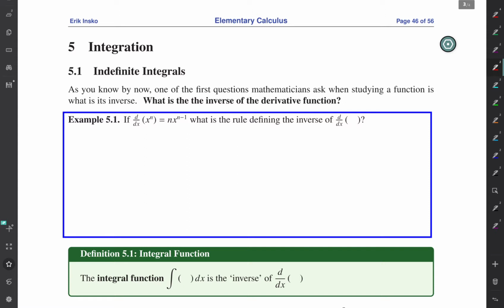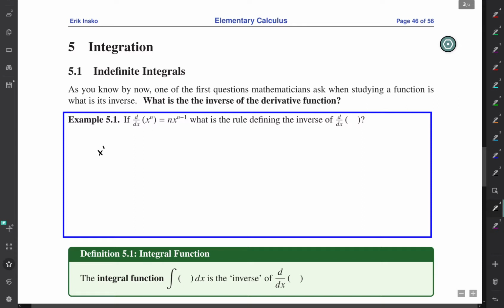Okay. And we use kind of a funny notation for the inverse, or the integral function, which is the inverse of the derivative. So let me just start by saying that we know that if you take x to the n and you stick that into the derivative function, d dx, we know the rule. We know it's going to spit out n times x to the n minus 1. Right? So we multiply by the exponent, and then we subtract 1 from the exponent.